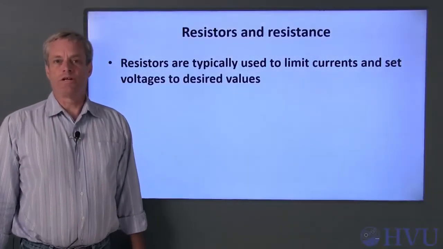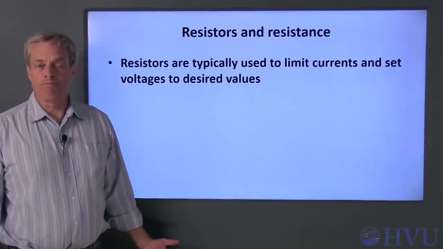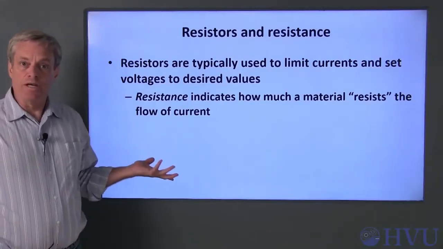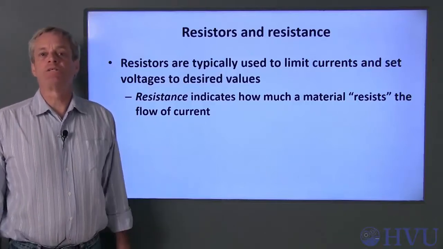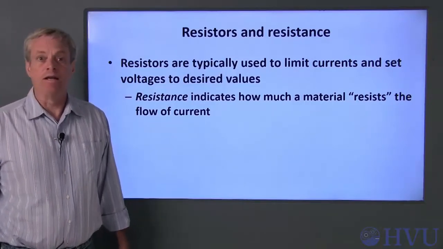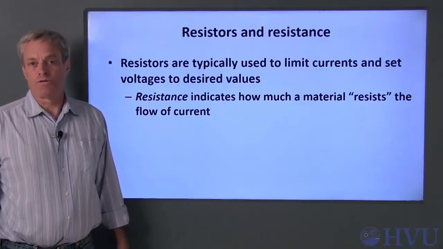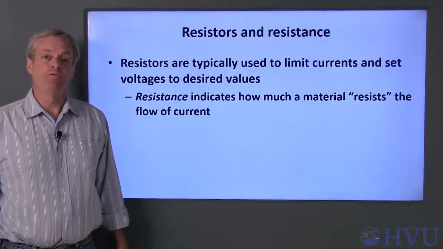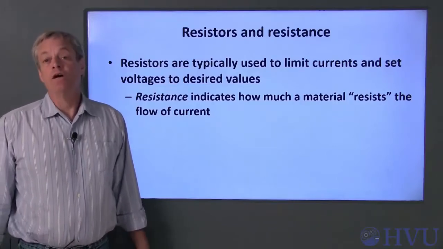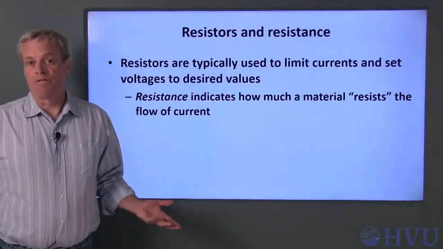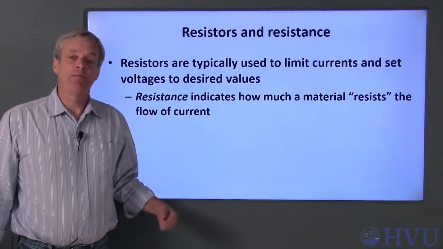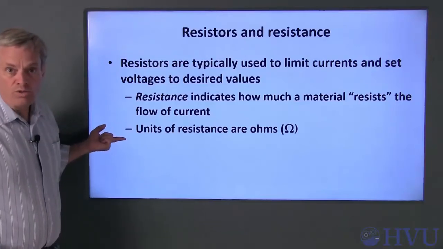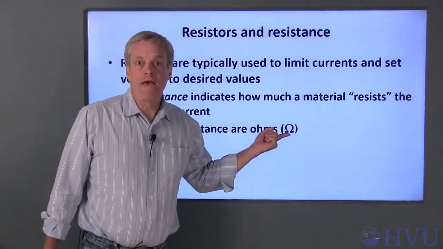Resistors are usually used in electrical circuits to limit current or to set voltages to desired levels. Resistance is a property of materials which, as the name implies, measures how much the material resists the flow of current. Since voltage is used to cause current to flow, resistance indicates the amount of voltage required to move a given amount of current through a material. So less current flows through a high resistance than through a low resistance if the same voltage is applied to both. Resistance has units of ohms, which are represented by the Greek letter omega.